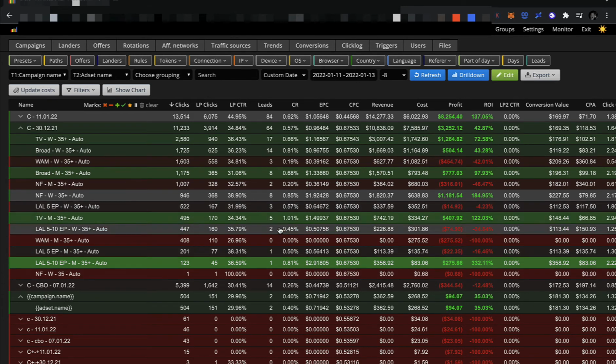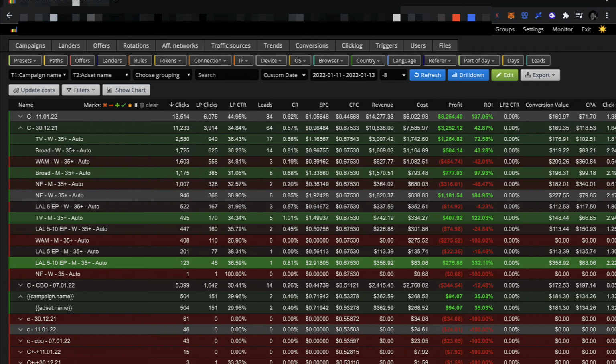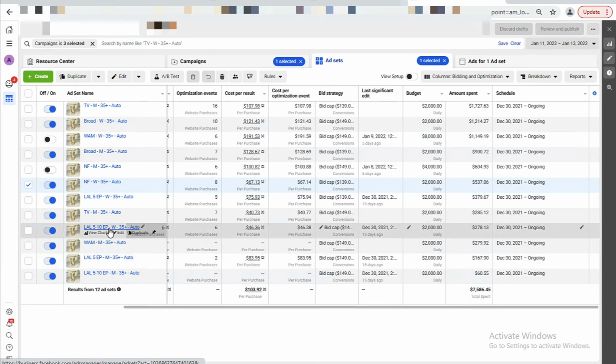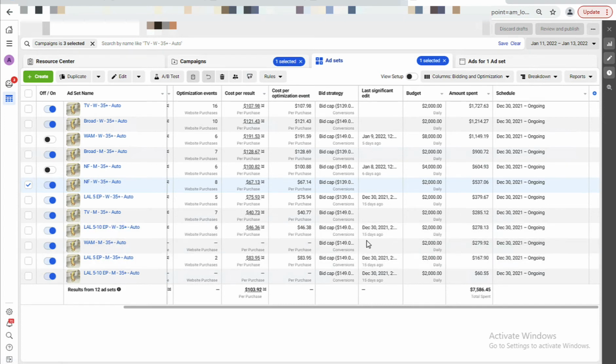And then we've got LAL 510 EP Women, and that is 226, 278. Again, I'm going to leave these. I'm going to leave the rest of these, whether they're up or down, because it's only a couple $100 spent. I can afford to let them run for another couple $100 and then reevaluate. Again, it could be the difference of a sale or two that puts it into profit. So really, there's only one. There's a few profitable ones here, but there's one that's standing out to me.